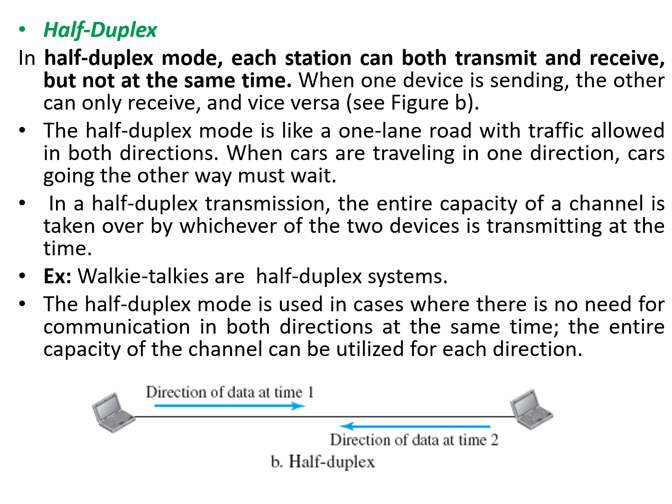The half duplex mode is like a one-lane road with traffic allowed in both directions. Say for example, when cars are traveling in one direction, cars going the other way must wait. So in half duplex communication, the entire capacity of the channel is taken over by the device which is transmitting at that specific time.